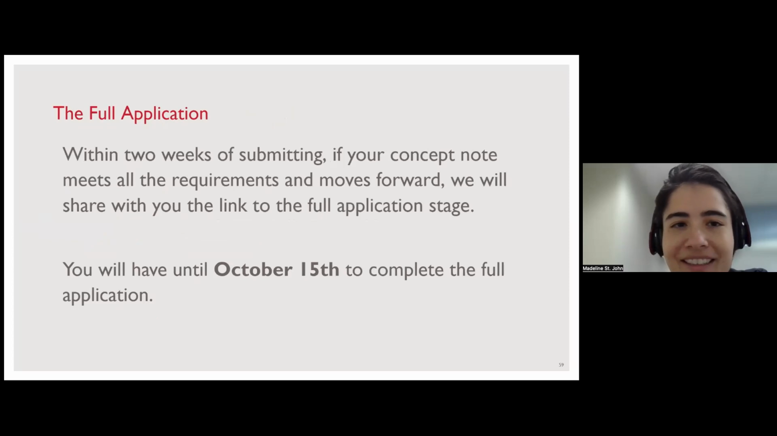So we recommend that the sooner that you're able to submit the concept note, the better, in part because it will increase the amount of time that you will have to complete the full application, which is a more detailed application where we will be requesting further information. But as Soumya mentioned, through the concept note process, there will be resources available to support you throughout that process. So we hope that will help to facilitate completing that more detailed application. Next slide, please.